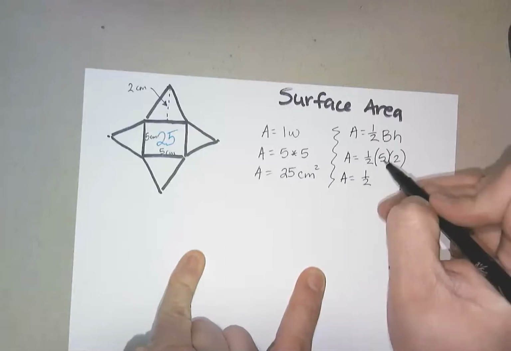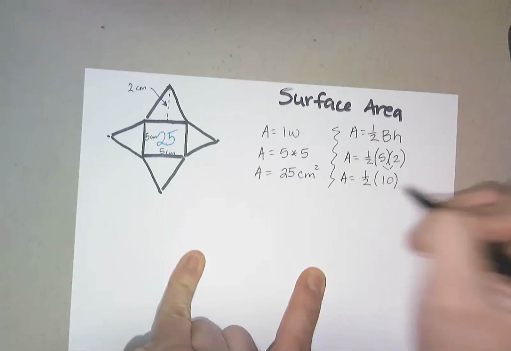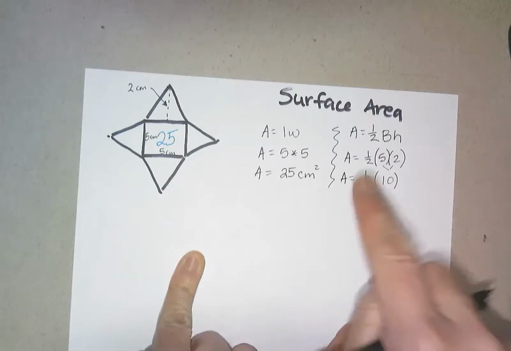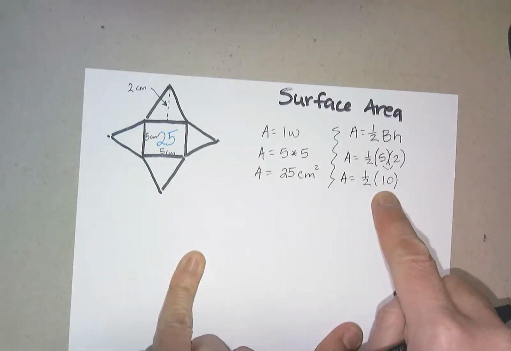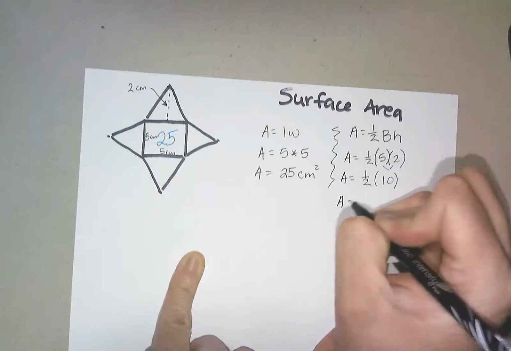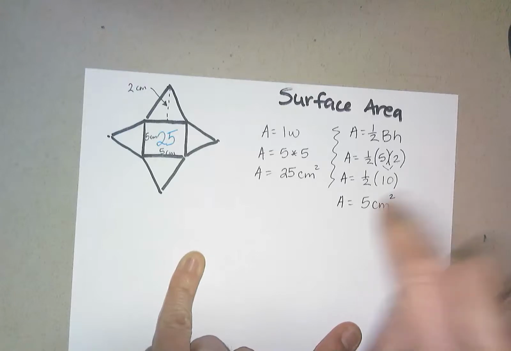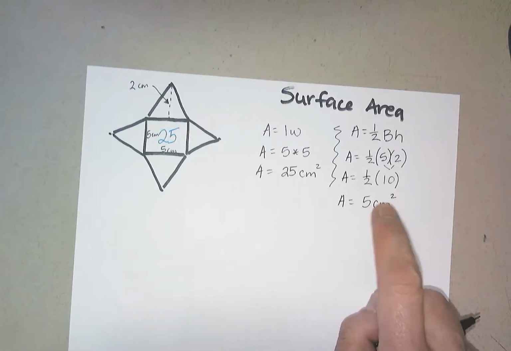Then I know that 5 times 2 is going to be 10. And now the last piece, just cut it in half. So what's half of 10? 5. So area equals 5 centimeters squared. So that's how big my area is for my triangle.